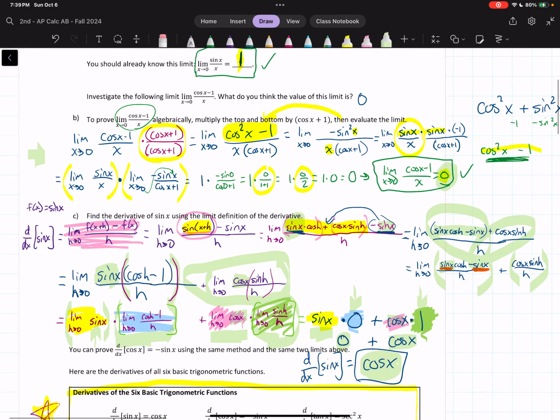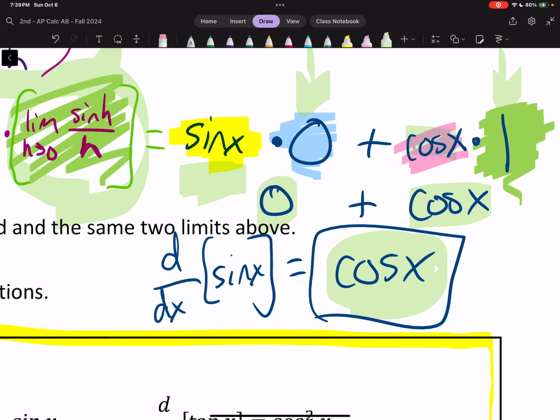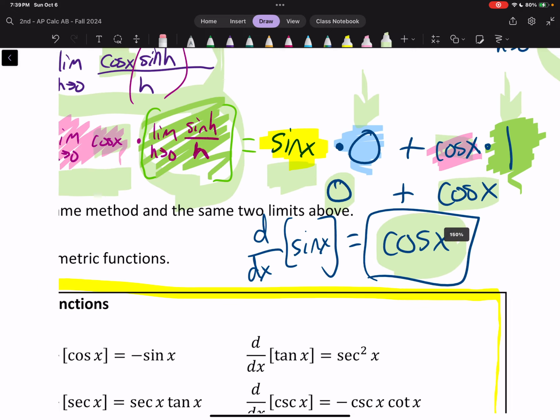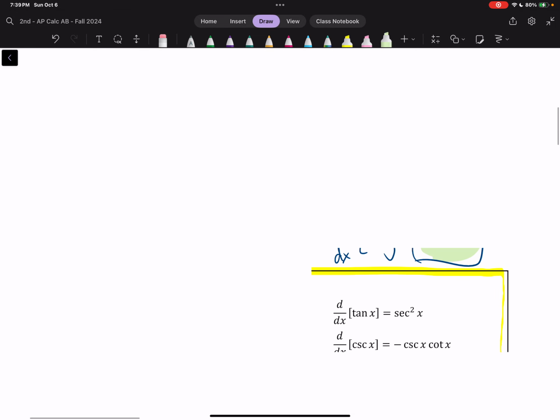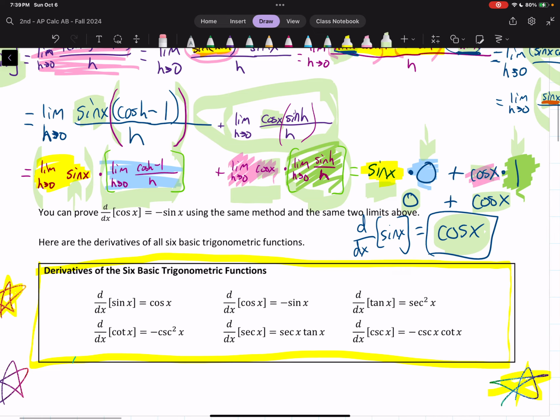off doing here was finding the derivative of sine of x. So we just found, essentially proved, that the derivative of sine of x is cosine of x using the limit-based definition. Now, thankfully, we don't have to do that every time. We've got this box of shortcuts that we're going to use from now on.